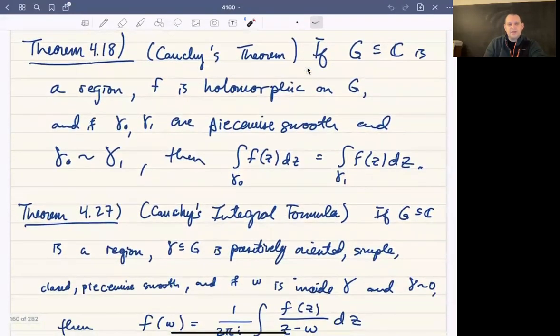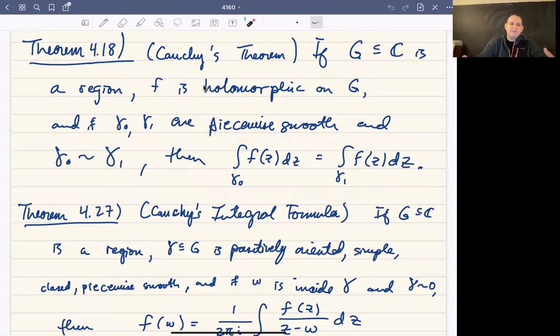The second theorem is called Cauchy's theorem, and it says that if you have a region G, if f is holomorphic on G, so remember that that means that it's differentiable not just at all points in G, but in a small neighborhood of each point. Since G is open, it's basically saying the same thing. And if gamma naught and gamma 1 are piecewise smooth curves that are homotopic, so remember that that means that there's a continuous deformation between the two paths, then the integral of f over gamma naught is equal to the integral of f over gamma 1. Okay, and so this is kind of the homotopy equivalence theorem is the way I think about it. So if you have two curves that are homotopically equivalent, then the integral of f over one of them will be the same as the integral of f over the other.